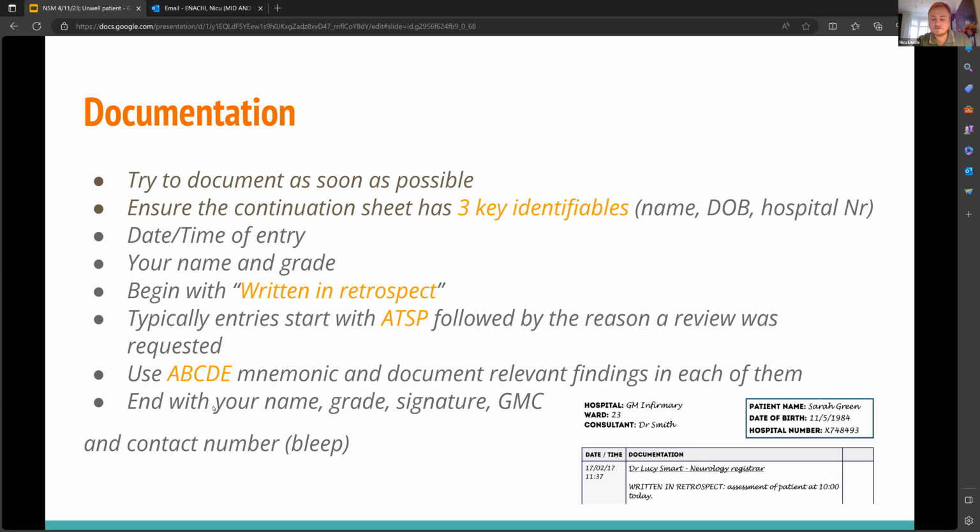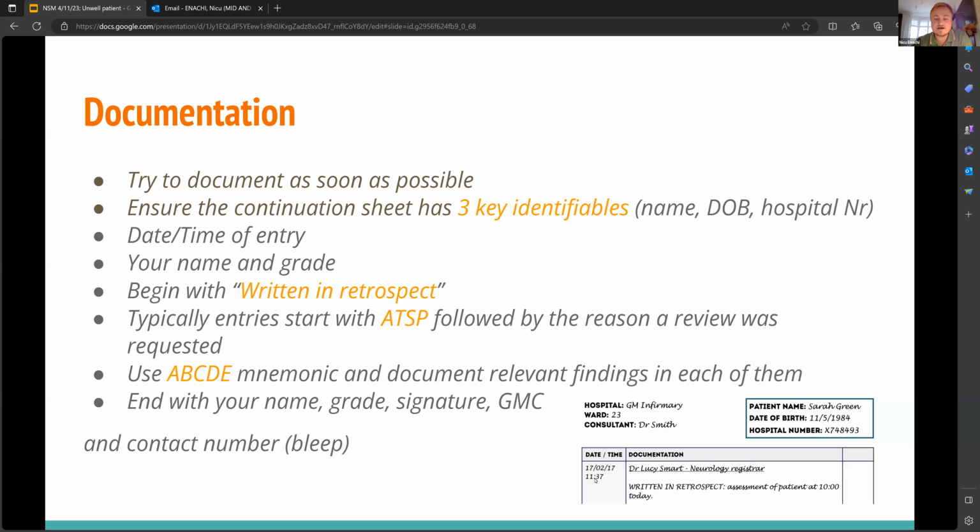But if that's not the case, you would just be asked to see someone who's unwell. You've done your A to E, you're happy now, you've got time to document. Try to do that as soon as possible. Make sure that you have at least three key identifiers for the patient. Usually that's their name, date of birth and their hospital number. So those three, or a combination of them, would be unique to them.